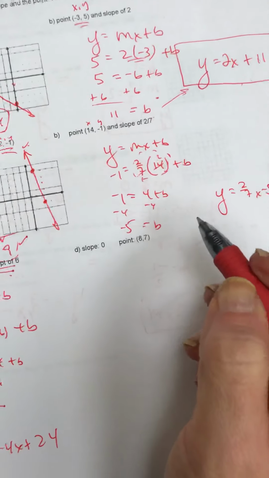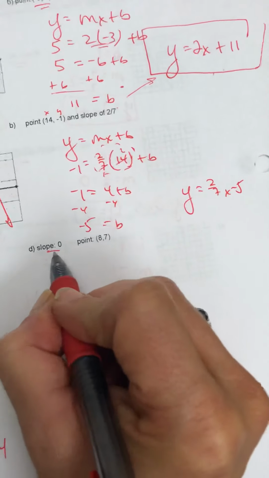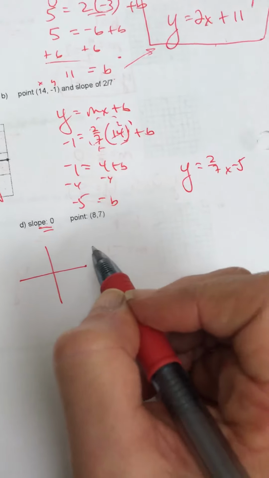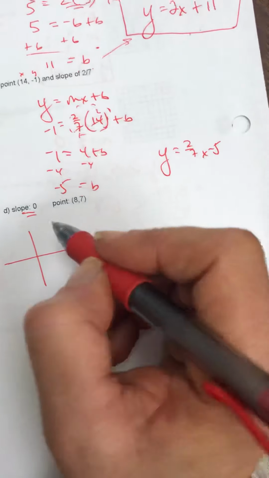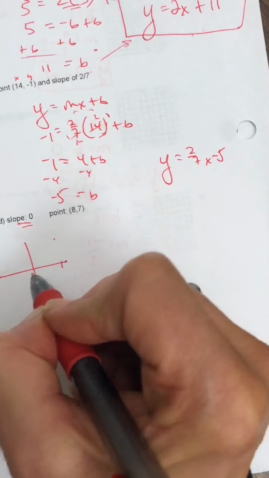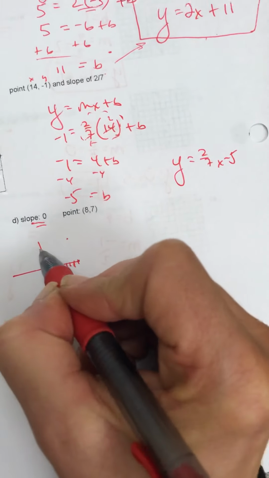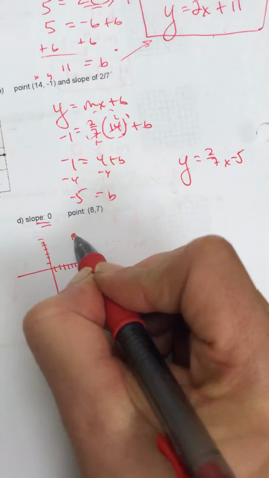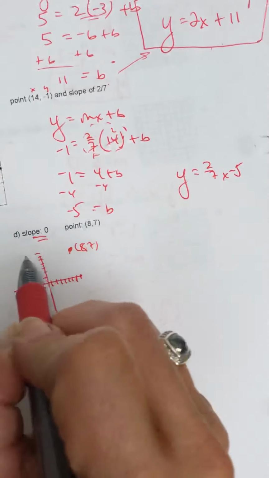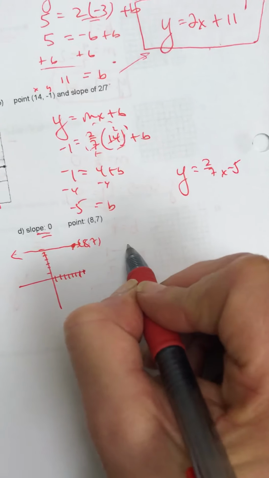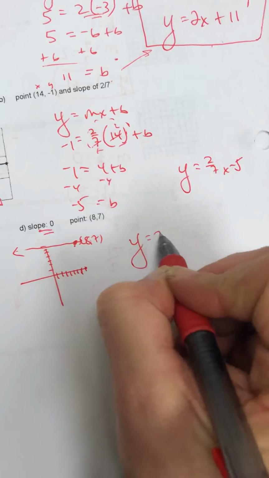And last one in this section, we've got a slope of 0. Now some of you may be like, hey, didn't we do stuff like this in our other notes? We sure did. Here's the ordered pair over 8, 1, 2, 3, 4, 5, 6, 7, 8. Up 1, 2, 3, 4, 5, 6, 7. Here's 8, 7. Slope of 0 is 0 rise, no run. Isn't that just a horizontal line at y equals 7?